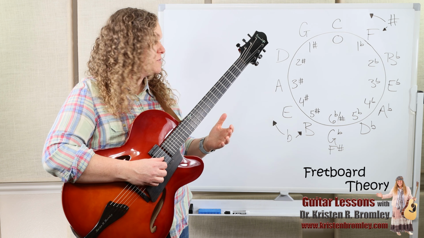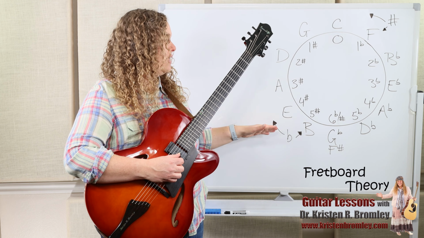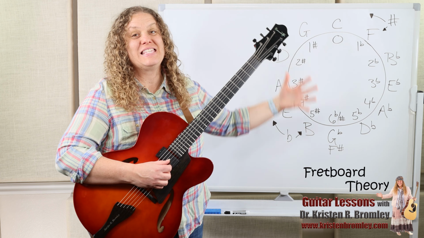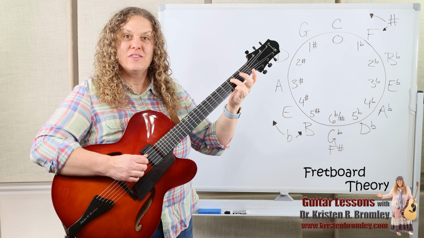Okay, so moving on to the next one, then we have 6 flats: B flat, E flat, A flat, D flat, G flat, and C flat. So we have a C natural at the 3rd fret of the 5th string.